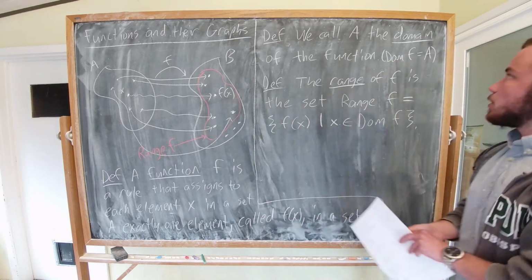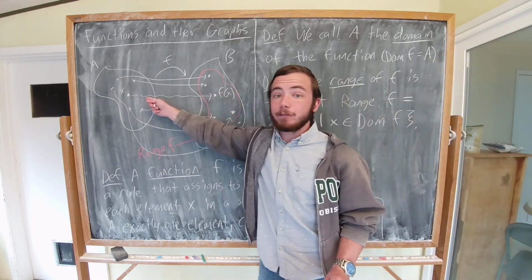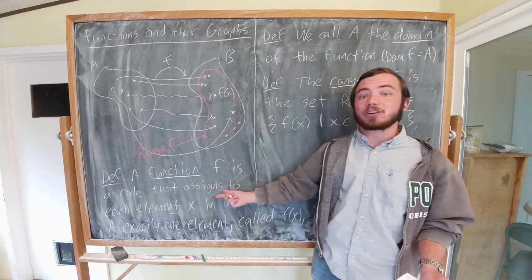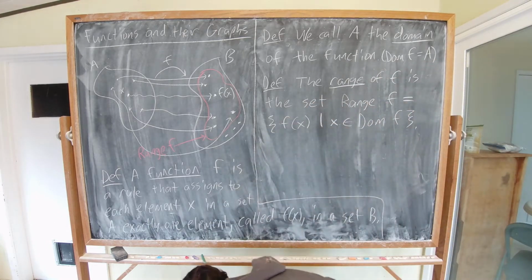Alright, so those are kind of the three most crucial parts to any function. Where is it going from? What is it going to? And then, of course, the actual rule that defines the function.